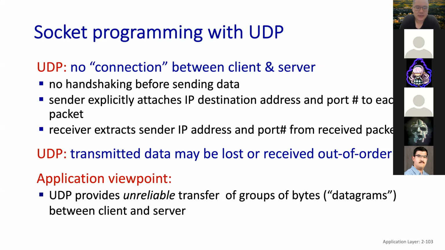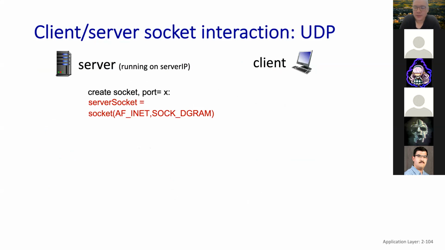And for UDP, transmitted data may be lost or received out of order, because there is no order guaranteed. There is no guarantee for send and receive, because there is no connection, no handshaking. So from the application point of view, UDP provides unreliable transfer of groups of bytes, datagrams, between the client and server.